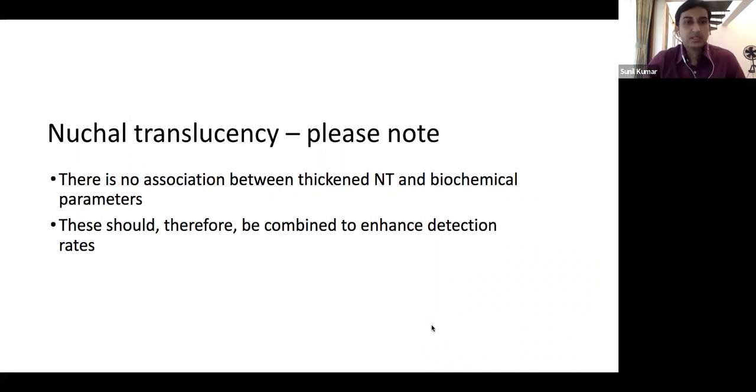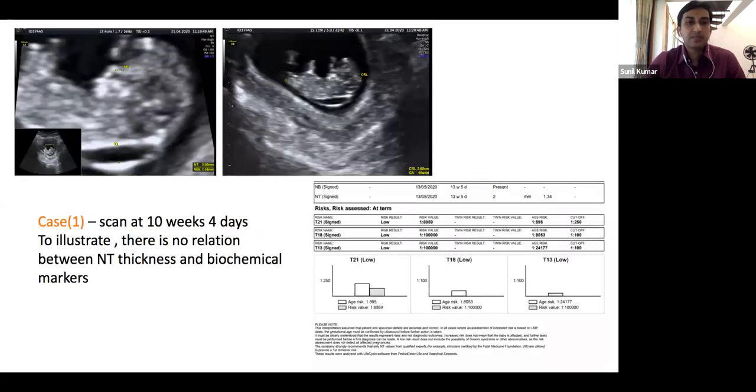For nuchal translucency, you need to know that there is no association between thickened NT and biochemical parameters. These should therefore be combined to enhance detection rates. I will show this case, which is interesting. In this case, we measured the nuchal translucency, which is coming at 3 millimeter. You can see definitely this is a thickened NT. Although this doesn't qualify for first trimester screening because CRL is just 36 millimeter, the nuchal translucency is increased.